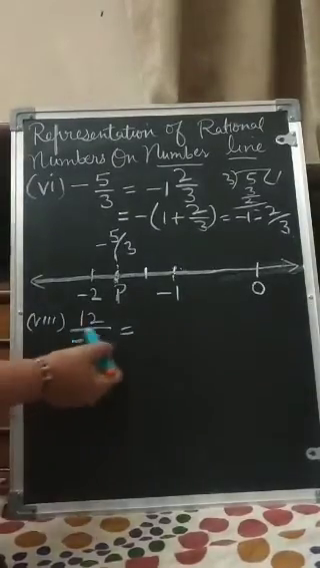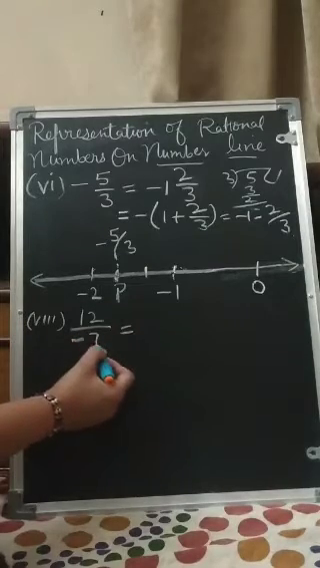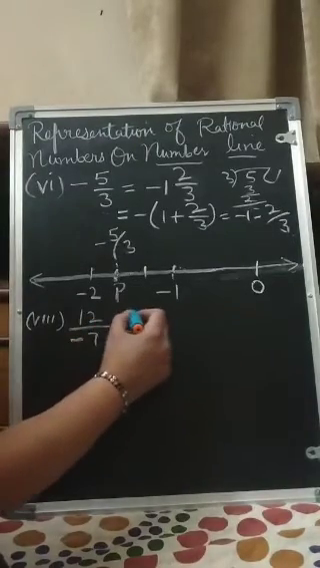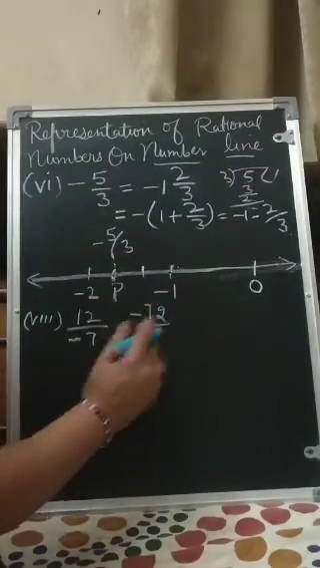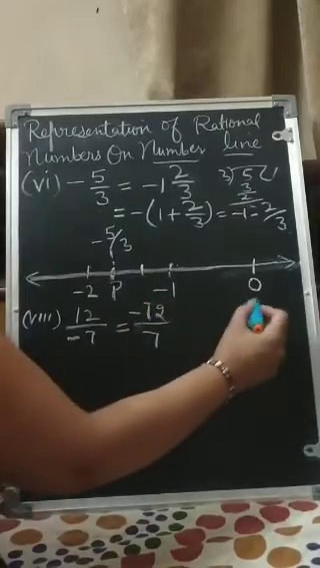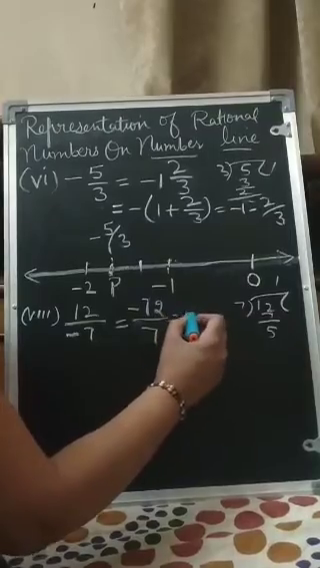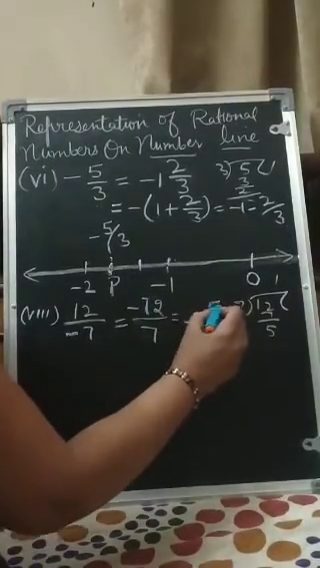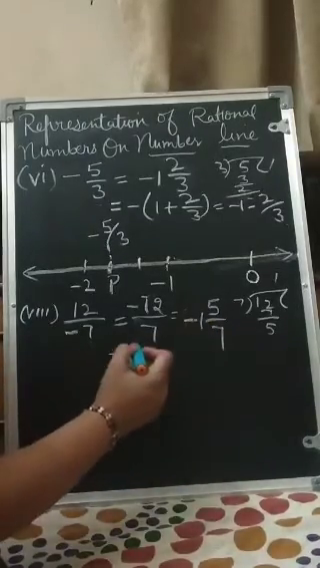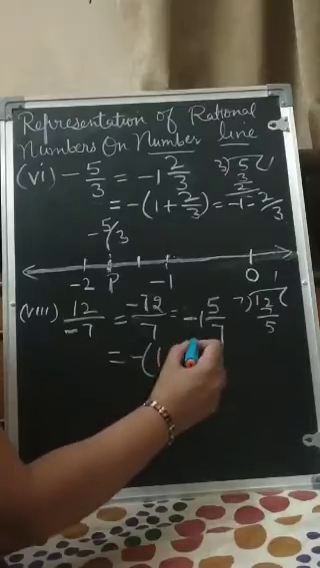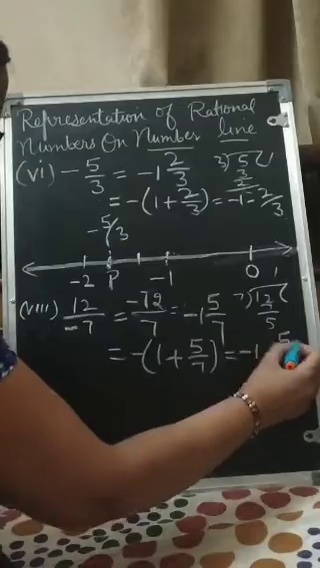Okay, now one more part I will explain, so please understand. It is 12 upside and minus 7 downside, so one time you will write the minus upside. -12/7. Now change into a mixed fraction. What will come? Minus 1 5/7. Now you will solve it. It will come 1 plus 5/7, and when you open the bracket it will come -1 minus 5/7.